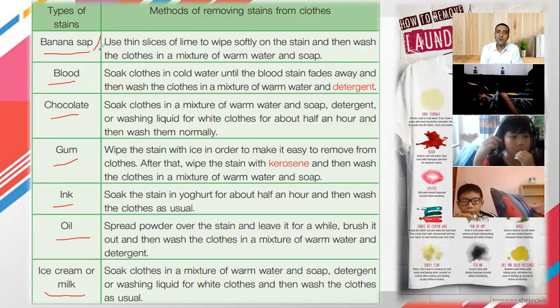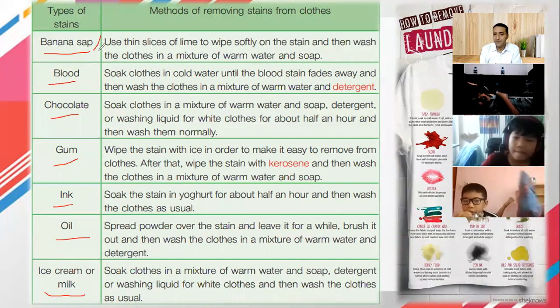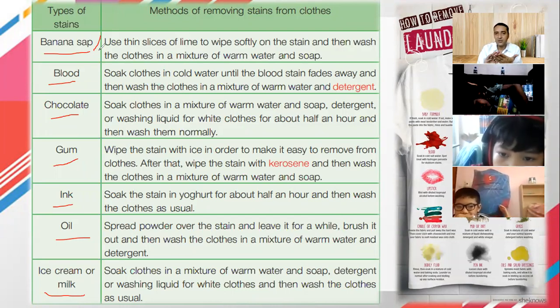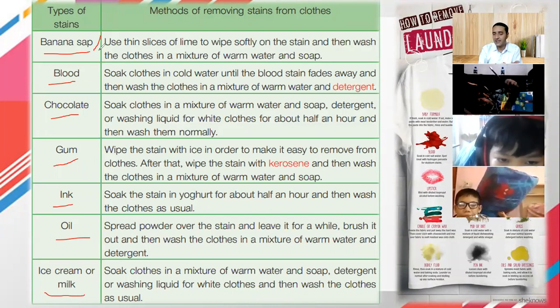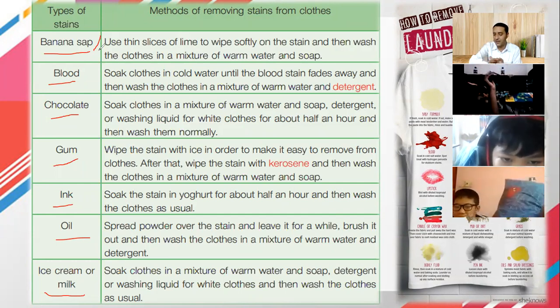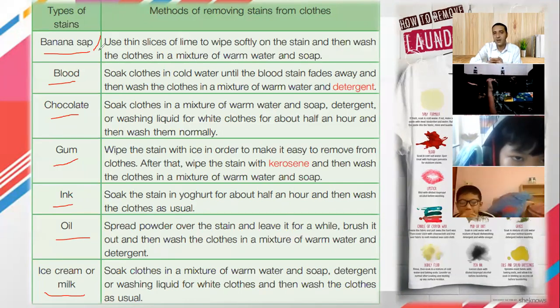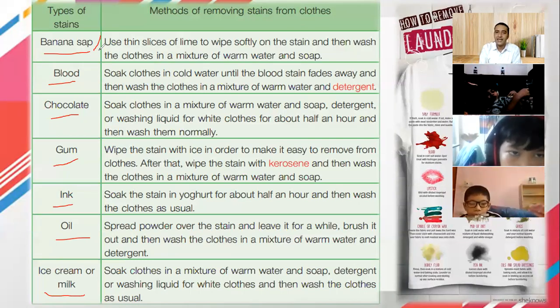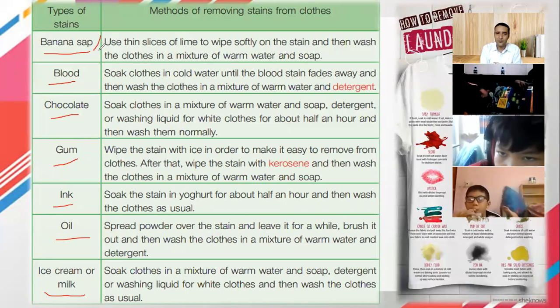So what we're gonna do, we're gonna take tiny slices of lamb and wet them softly on the stains. For example, if any part of our cloth has a stain, we're gonna wipe it softly and then wash the clothes in a mixture of warm water and soap.